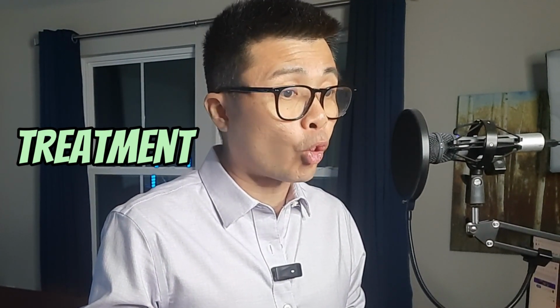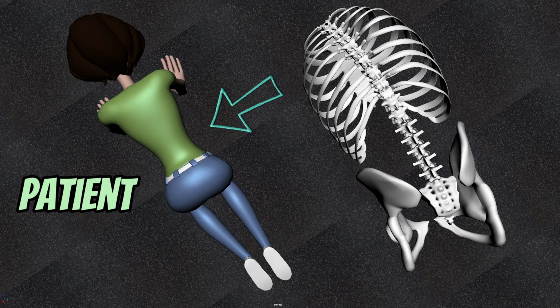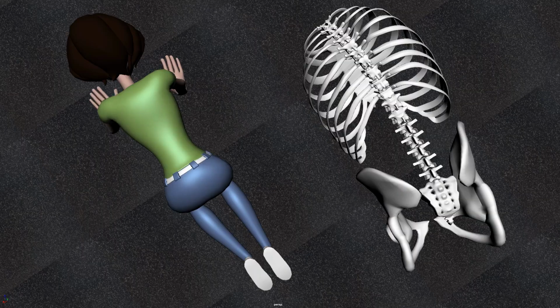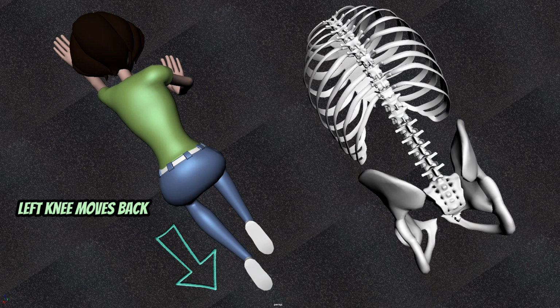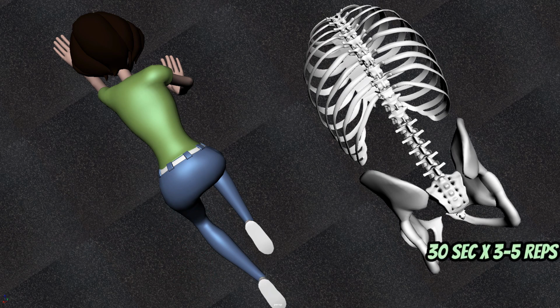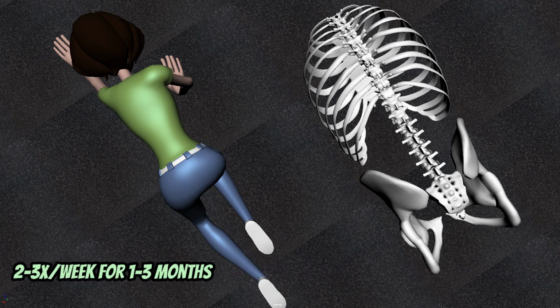For the treatment, let's say your patient has a dextroscoliosis, may it be on the lumbar or thoracic spine. Patient is in a quadruped position. The left hand is moved as far forward as able, while the left knee is moved as far backward as able. The position is held for 30 seconds, for 3 to 5 reps, 2 to 3 times a week for 1 to 3 months.